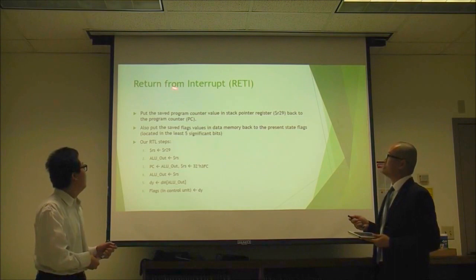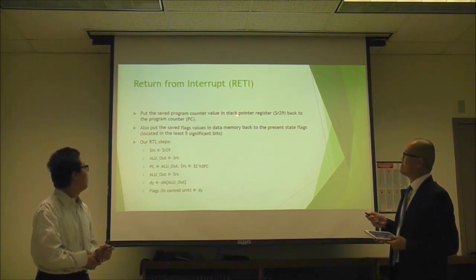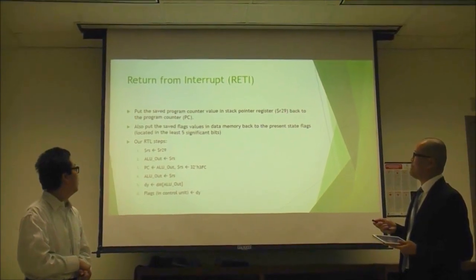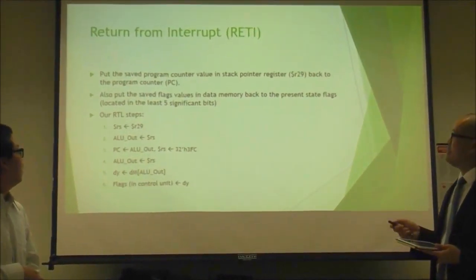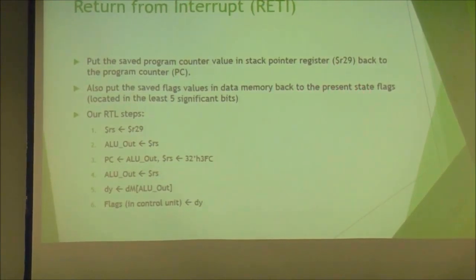All right, now let's look at the return from interrupt. Basically, this instruction puts the saved program counter value in the stack pointer register R29 back to the program counter. It also puts the saved flags values in data memory back to the present state flags, located in at least the 5 least significant bits. And this is how the RTL looks. We will explain more of this RTL as we go through the code.